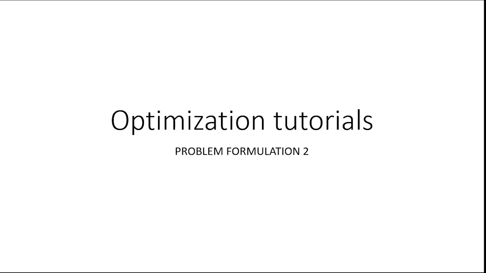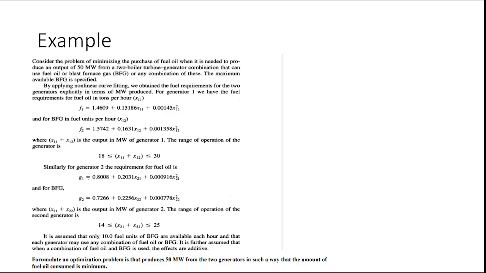Okay, we want to continue with the problem formulation and we'll solve another example. This one is a little bit more straightforward. It says that consider the problem of minimizing the purchase of fuel oil when it is needed to produce an output of 50 megawatts from a two-boiler turbine generator combination that can use fuel oil or blast furnace gas or any combination of these. The maximum available blast furnace gas is specified.